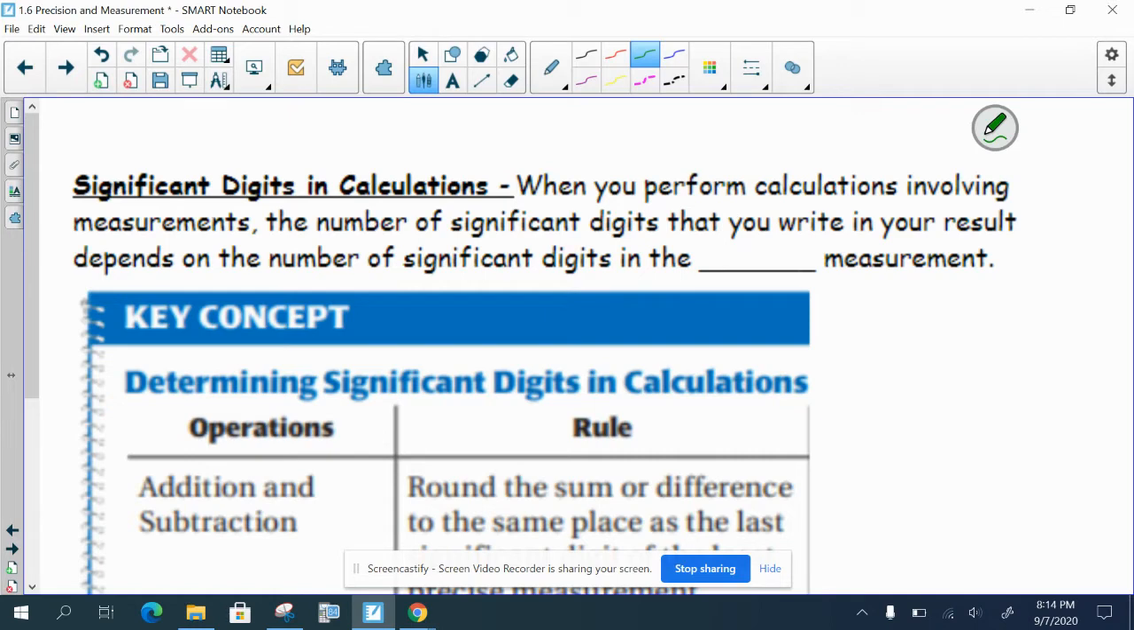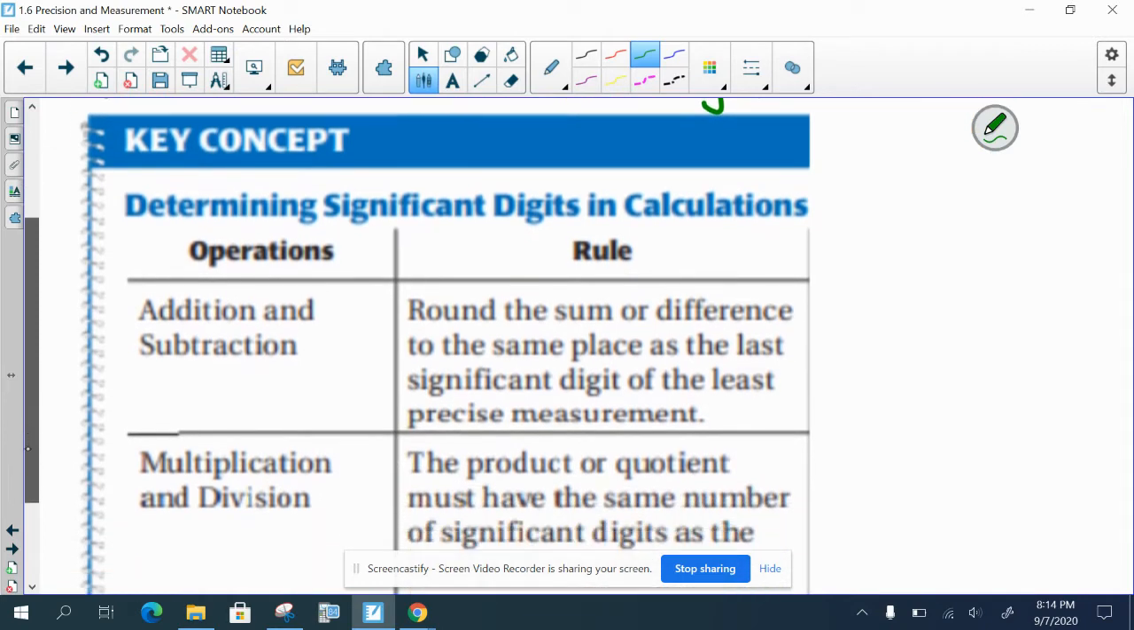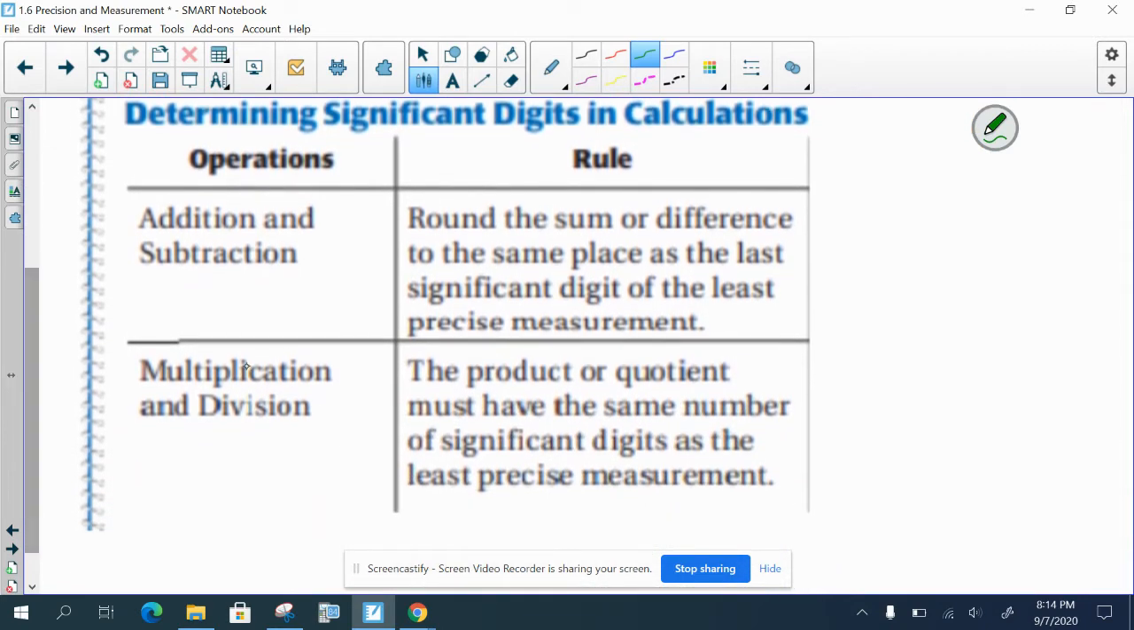So when you perform calculations involving measurements, the number of significant digits that you write in your result depends on the number of significant digits in the given measurement. So if the problem ever asks you to round using the correct number of significant digits, you have to look to the numbers that you were originally given in the problem. So there are two different rules. First, we'll look at addition and subtraction.